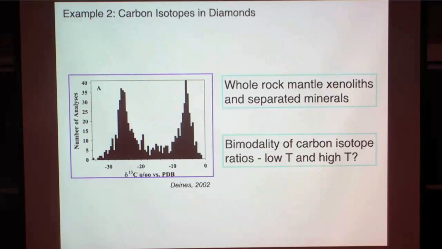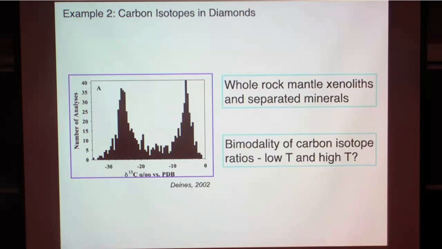Another example is in diamonds. And so carbon isotopes are another. Oxygen and carbon and nitrogen and hydrogen and sulfur have had an enormous amount of work done on them. And one of the really interesting ones for carbon is looking at diamonds. So if we look at first whole rock mantle xenoliths, this is all data for mantle xenoliths and separated minerals. And what you see is that there's this spike at approximately minus 25 and another spike at about minus 5.